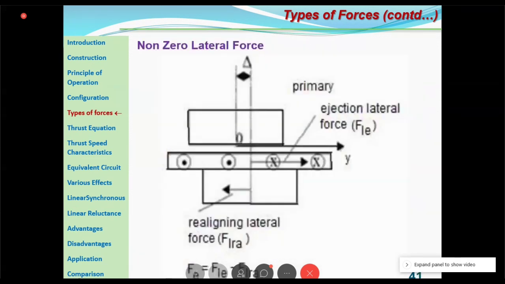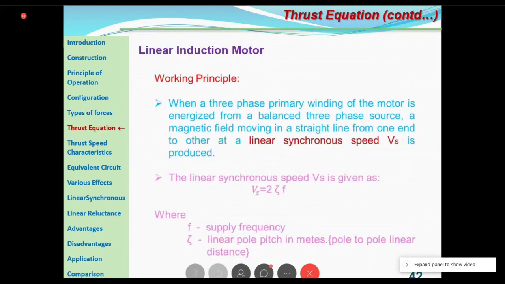As you can see, there is an ejection lateral force in this direction, and there is a realigning lateral force that will always center the primary system. The resultant will be the difference of the two. And next we will move on to the working principle.